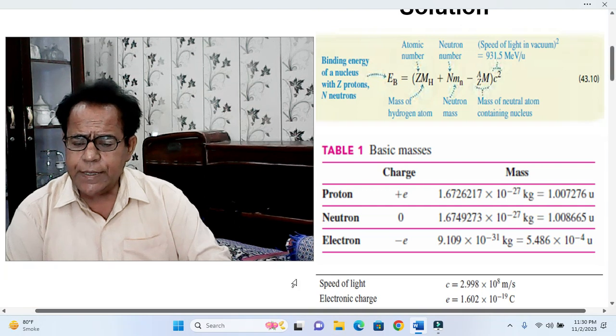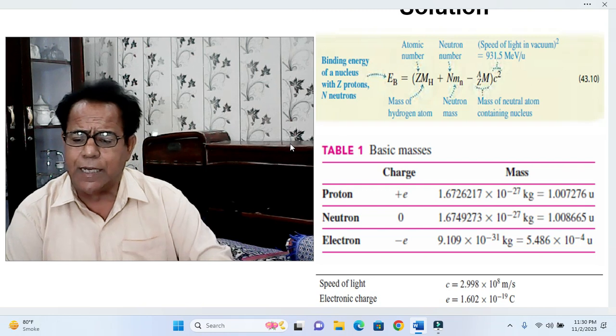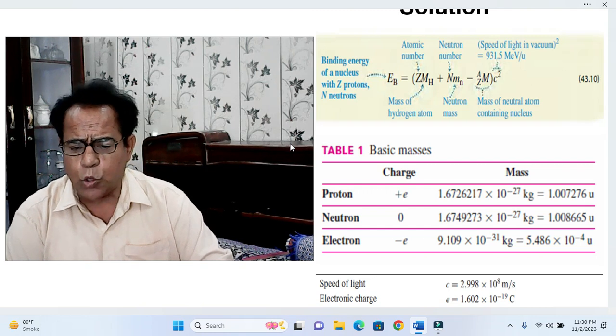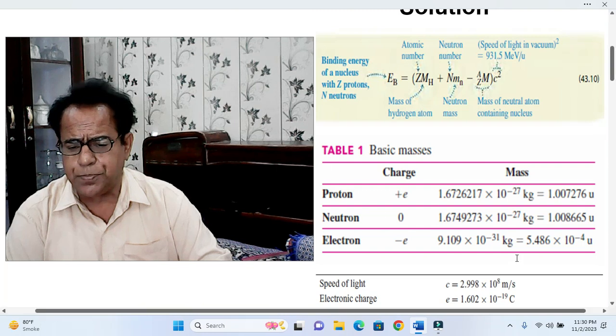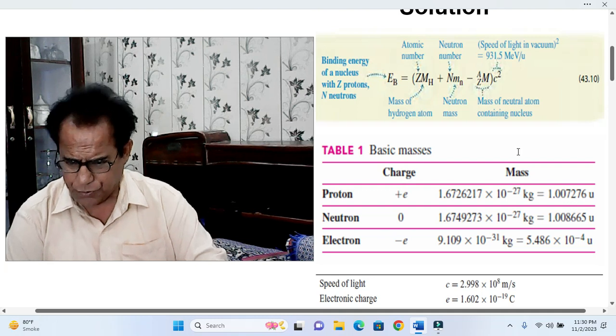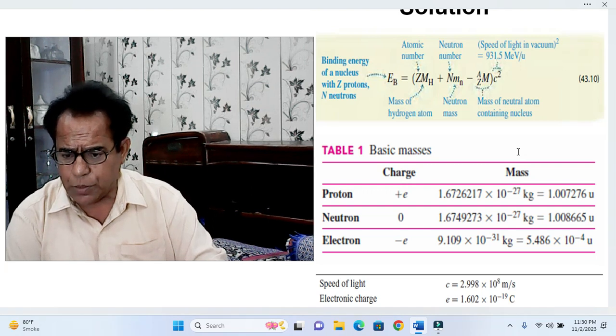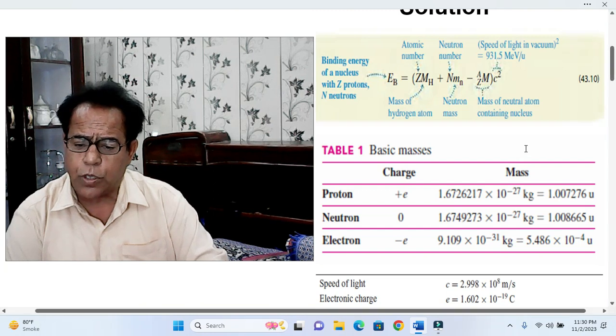Dear students, the second snapshot is about basic masses, in which charge and mass are given for proton, neutron and electron. These values will also be used. For the proton, the mass is 1.007276 atomic mass unit. For the neutron it is 1.008665 atomic mass units, and for the electron it is 5.486 into 10 to the power minus 4 atomic mass units.